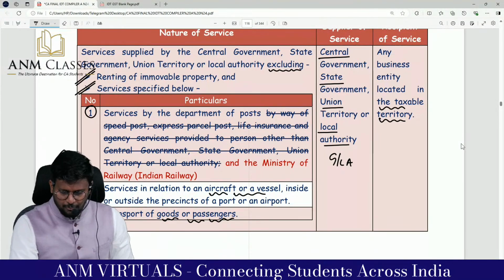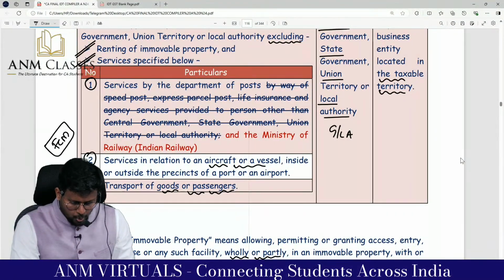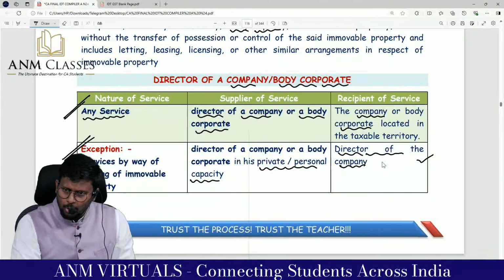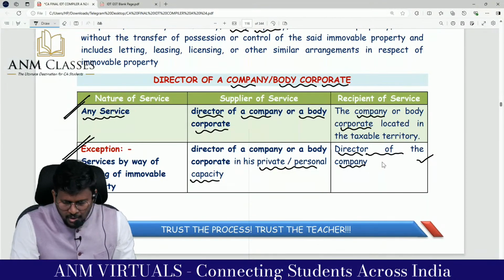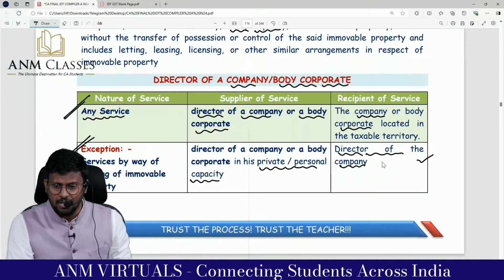Services provided by the Department of Post and Ministry of Railway, and service in relation to aircraft or vessel, either inside or outside the presence of the port, and transportation of goods. If the service provider is a director of a company or body corporate and the service recipient is a company or body corporate located in taxable territory, the company or the body corporate located in taxable territory is the person liable to pay GST on RCM. But if the director is providing any other service other than directorship services, then RCM will not be applicable, then FCM will be applicable.